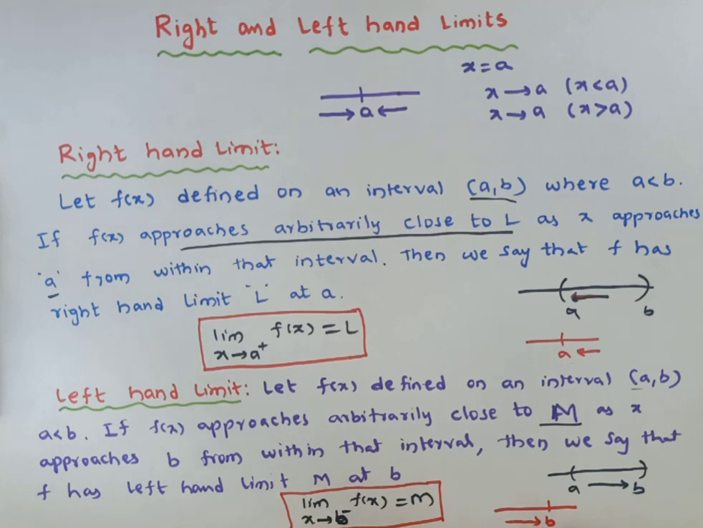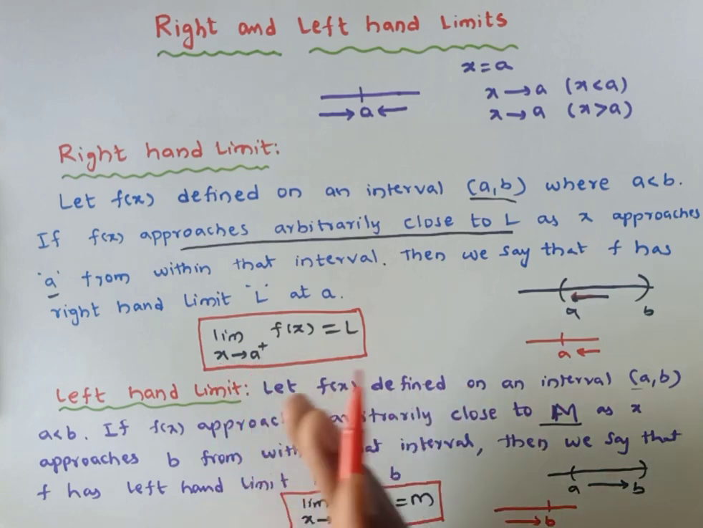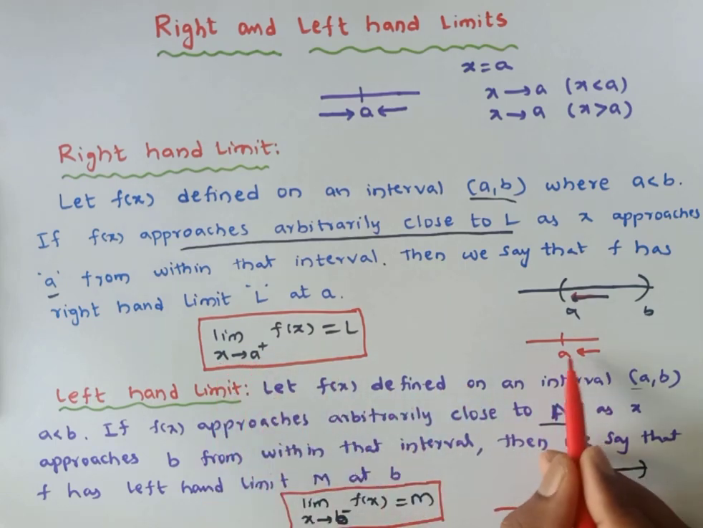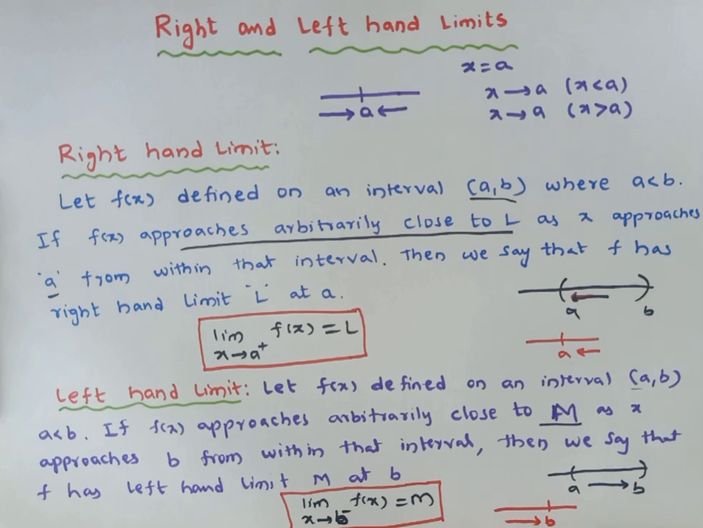To indicate the left hand limit, you need to write a negative symbol on the power of b, or the power of any number. So this is a negative symbol. Here the negative indicates that the values of x approach b from the left hand side. Here the plus indicates that the values of x approach a from the right hand side. So this indicates right and this will be left.